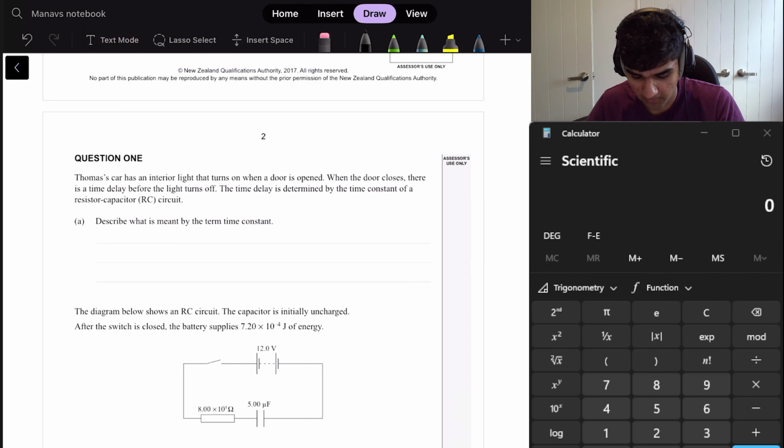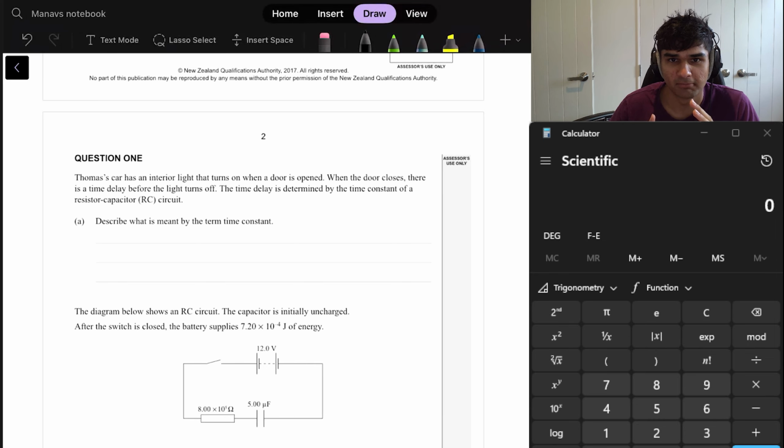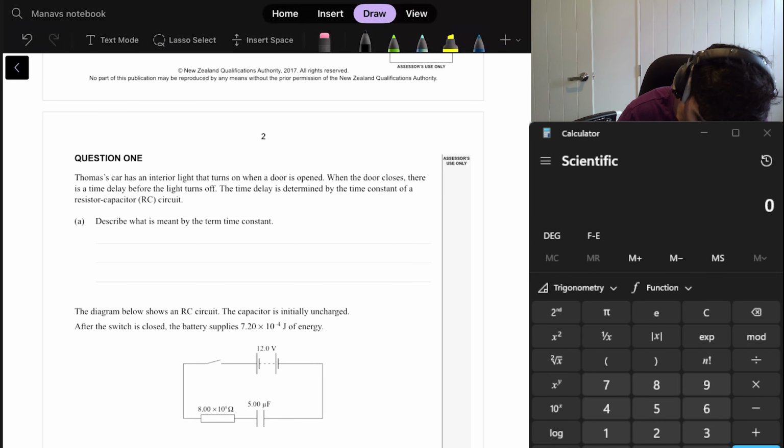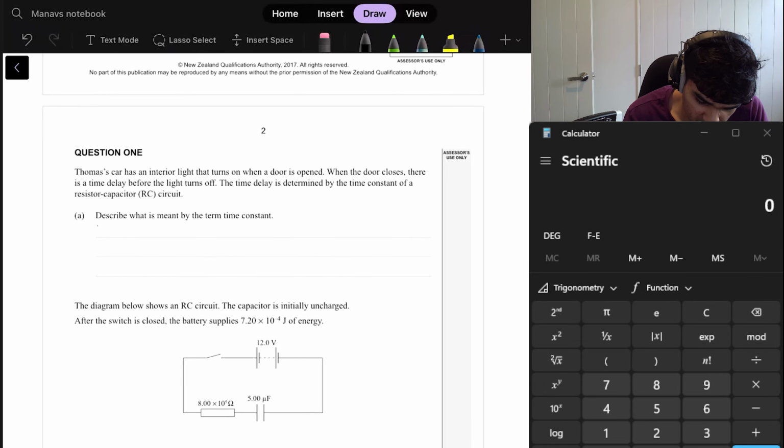Describe what is meant by the term time constant. Okay, this one I don't really know. I don't really know either. I would assume, since we're dealing with a capacitor circuit, we're going to use this equation: T equals RC.